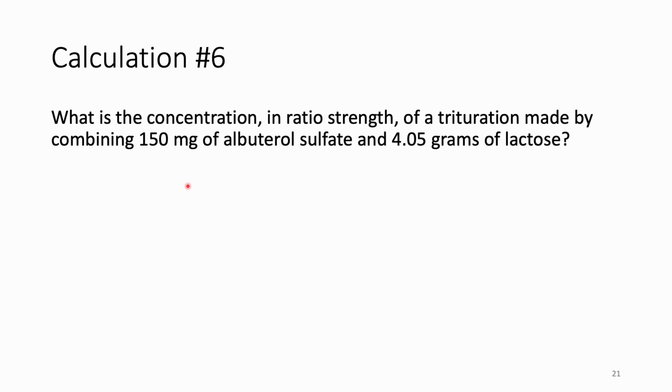Calculation number 6. What is the concentration in ratio strength of a trituration made by combining 150 mg of albuterol sulfate and 4.05 gram of lactose? So the question is asking you about ratio strength, so you need to remember the concept of ratio strength. Ratio strength is something like 1 over something. That is the concept or the key you need to remember before you have the right answer.